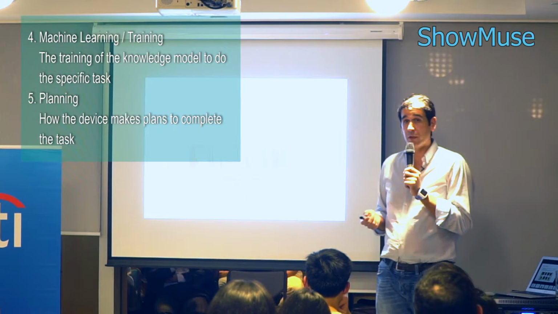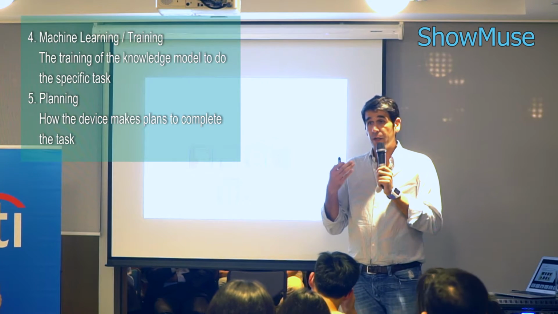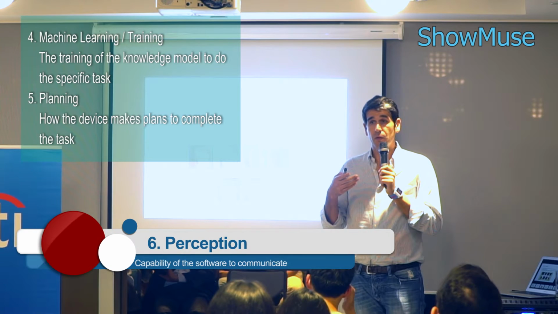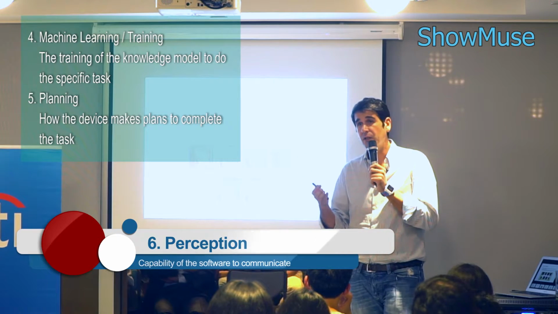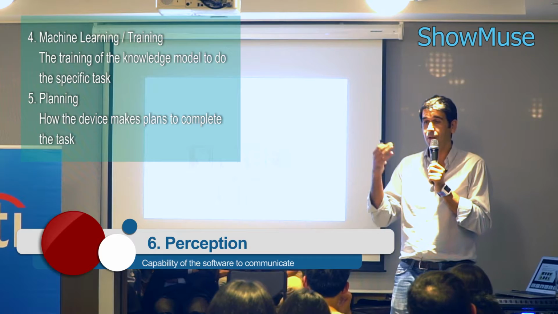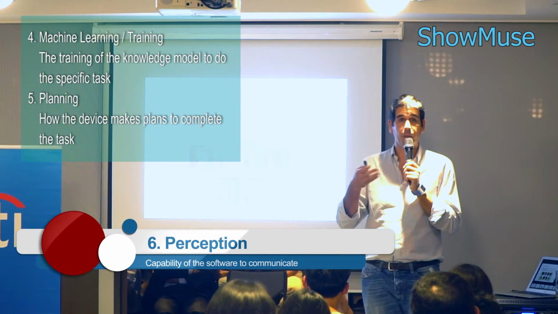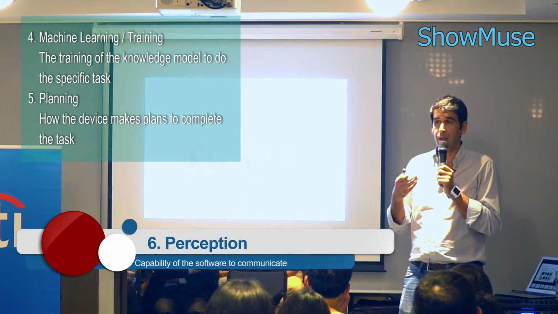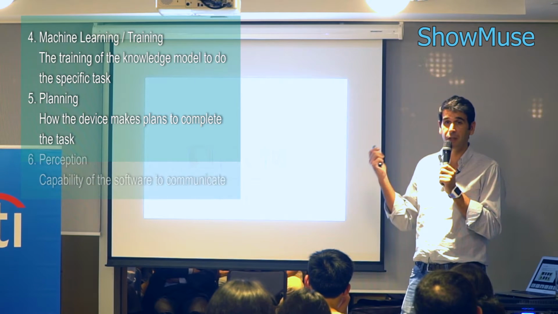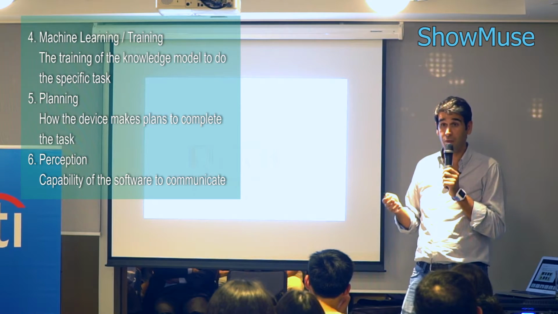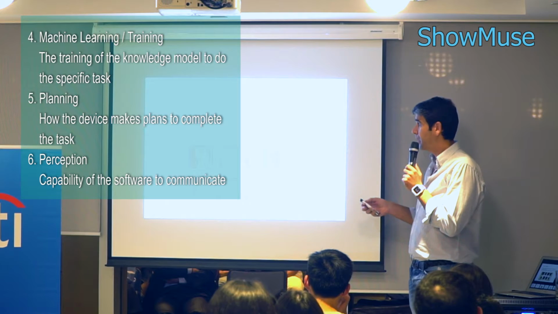Perception, we briefly talk about it. Perception deals with the ability of the software to communicate. I say software interchangeably with agent or AI, to me it means basically the same. I say the only portion that is different is the robotics. The rest is just software, really. So that's why I use these terms.